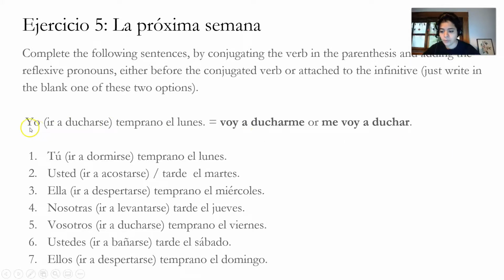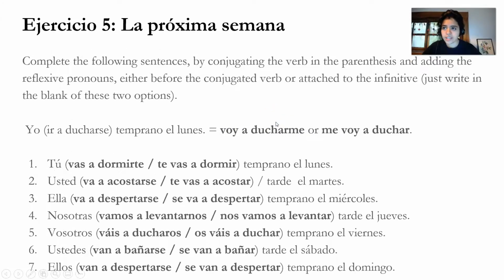So for example, yo, and then you have your verb in the parentheses, ir a ducharse temprano el lunes. So you can either fill in the blank with voy a ducharme or me voy a duchar if you prefer to put the reflexive pronoun attached to the verb in the infinitive or in front of the conjugated verb. Either of those are correct, and you just have to write one of them in the blank. Here you can check your answers.